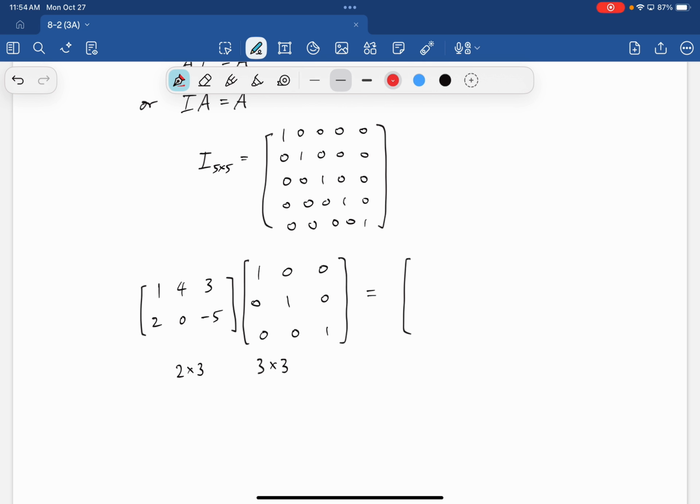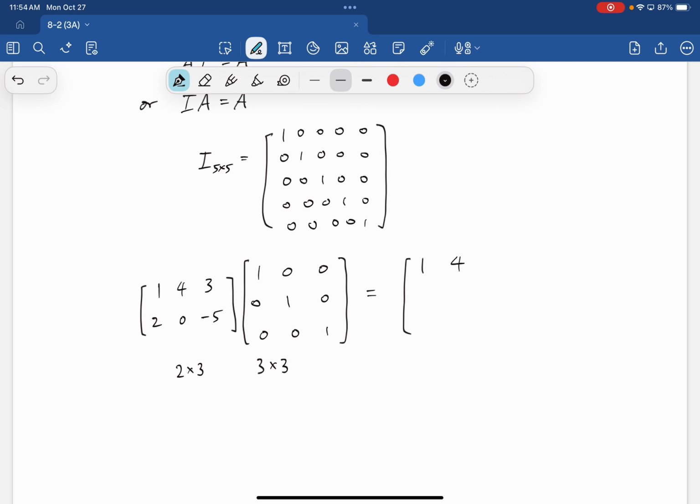So if I were to calculate the first entry, I would multiply 1 times 1 plus 4 times 0 plus 3 times 0, which just gives me 1, right? So 1 is going to be the first thing. And then the second product is the product of the first row and second column, right? But what is that going to be? That's going to be 1 times 0 plus 4 times 1 plus 3 times 0. But the zeros just make the 1 and 3 cancel out. So that just gives me 4.